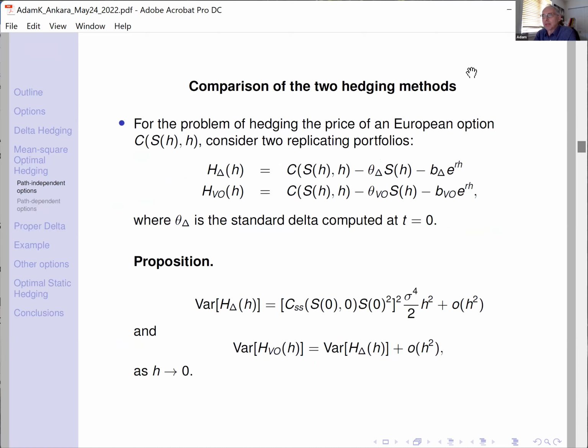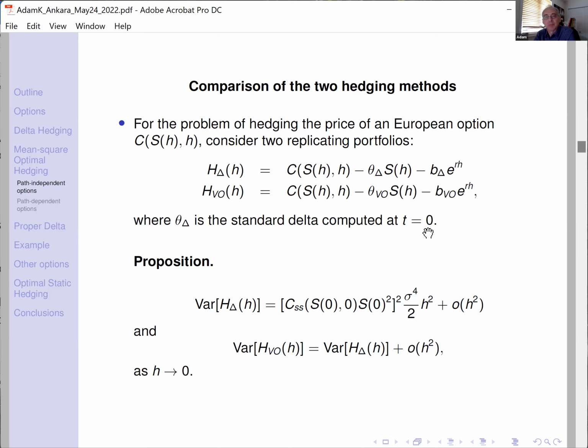So now, how do the two methods, classical hedging and mean square hedging, compare in the context of European option? So we have two portfolios or two hedging errors. The one corresponds to the classical standard delta. The other corresponds to mean square. Some authors refer to this as variance optimal. And here is the result. The variances of the two hedging errors asymptotically, when we shrink the length of the hedging period, they actually are the same.